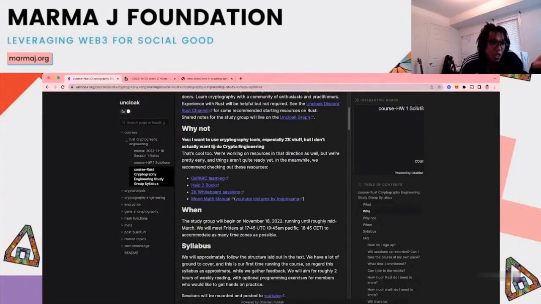Anyways, why should you not join this group? If you want to use cryptography tools, ZK stuff, but don't want to actually do engineering, that's cool. Resources will be created for that, and you can look at this stuff and get started. But maybe not necessarily be in this specific study group if that's what you're trying to do.